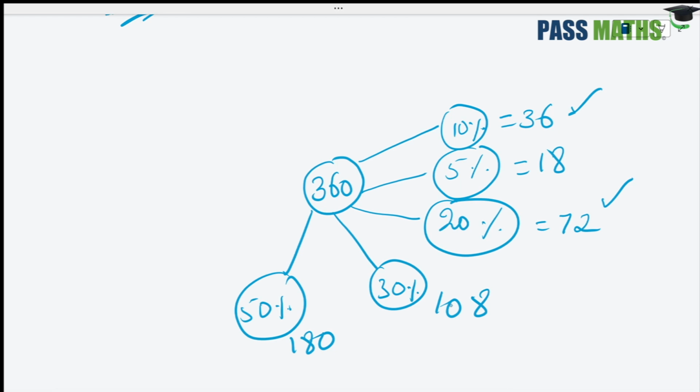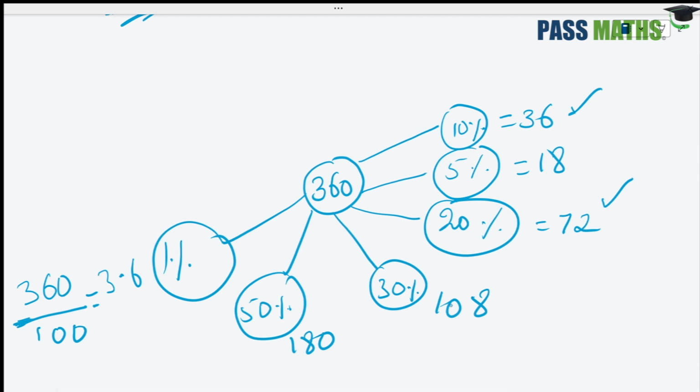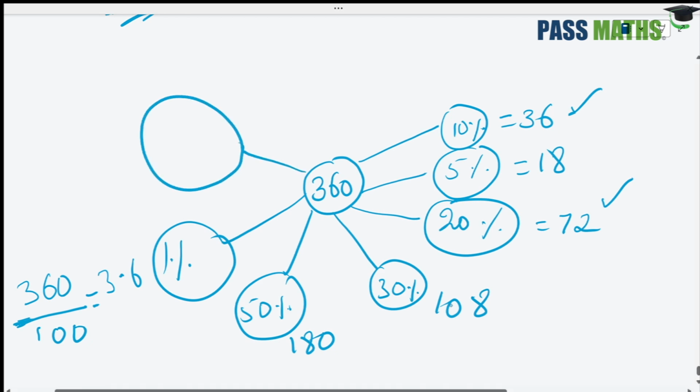The next one is, this time let's work out 1% as well. 1% means divide by 100. Why divide by 100? Because 10% is 10 out of 100, and 1% is 1 out of 100. That means divide by 100. So 360 divided by 100 gave me 3.6, or 3.60, your choice.